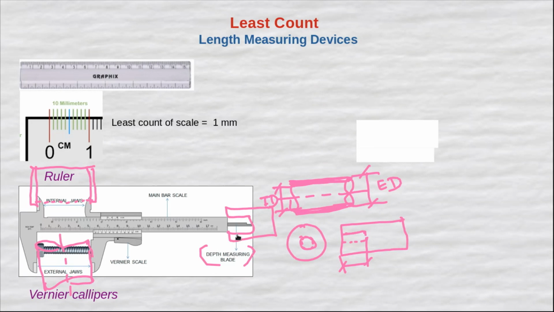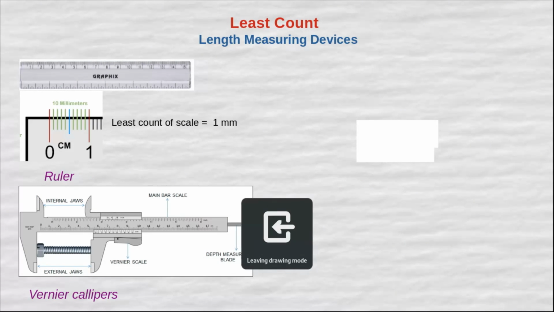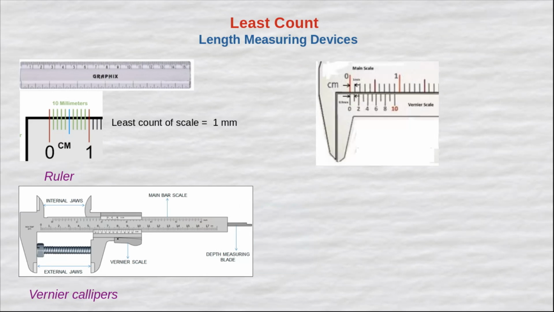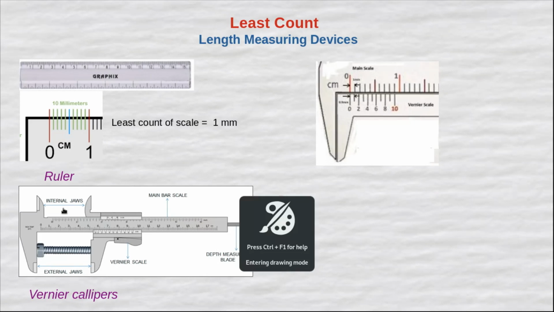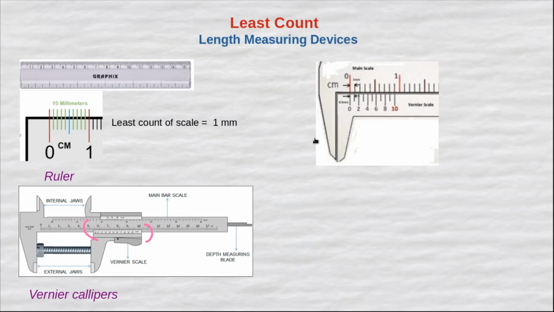Now I will show you the least count of this vernier calipers. Here is the close view of the vernier calipers. This scale, we already know. When both the jaws, I mean the external jaws, are closed, you can see the 0 of the vernier scale matches the 0 of the main scale. This is in a straight line.